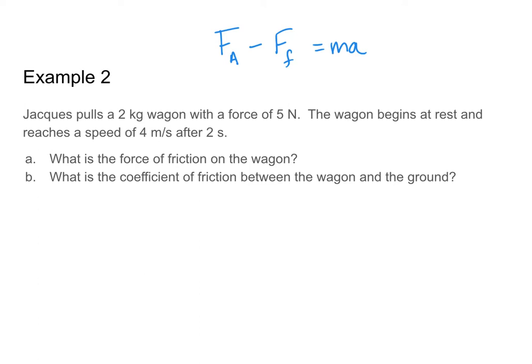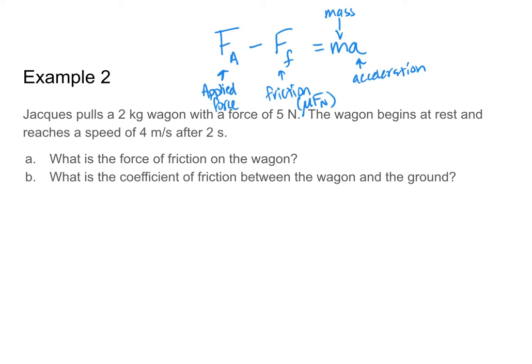So in this equation, what I'm saying is that my applied force, the force that I pull with, or that I push with, minus my frictional force, otherwise known as mu times my normal force, the difference between those two is equal to the mass of the object being pushed times its acceleration. So now that we've gone through that equation, let's take a look at this problem.